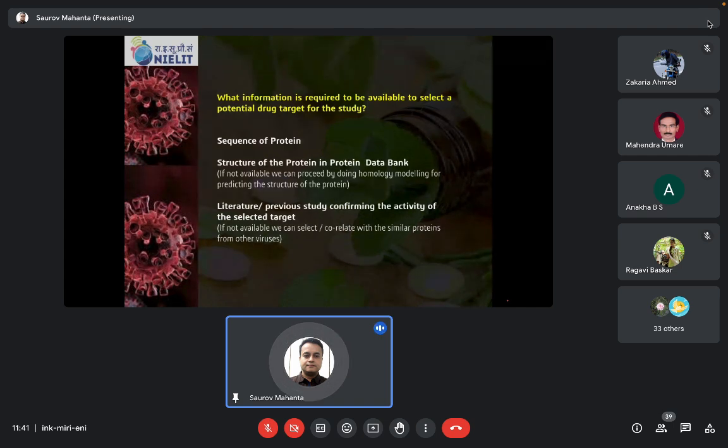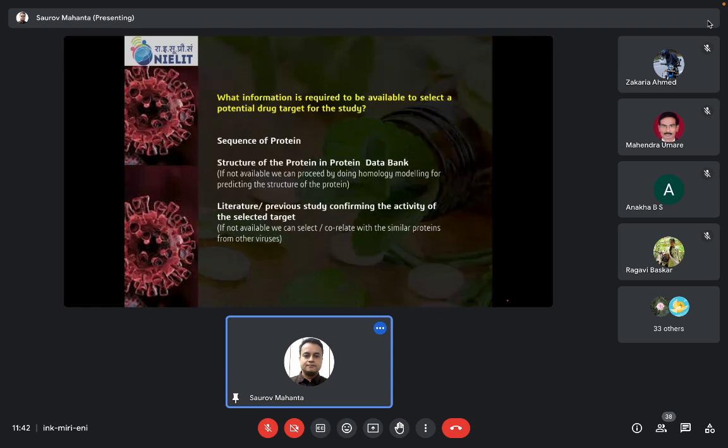So what information is required to be available to select a protein drug target for the study? Sequence of the protein will be required, if not the structure. Structure of the protein from Protein Data Bank. If it is not available in the protein structure database, then we can take the help of Google's DeepMind AlphaFold. It's an AI generated protein structure database, which can be very confidently used for getting the structures of those proteins for which the structures are not available in Protein Data Bank.